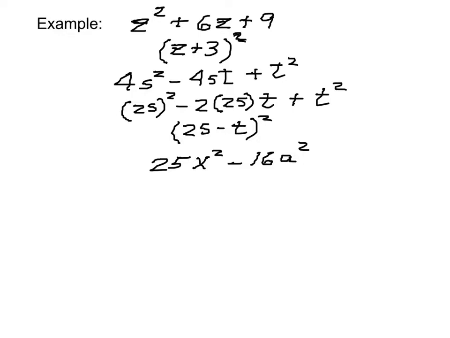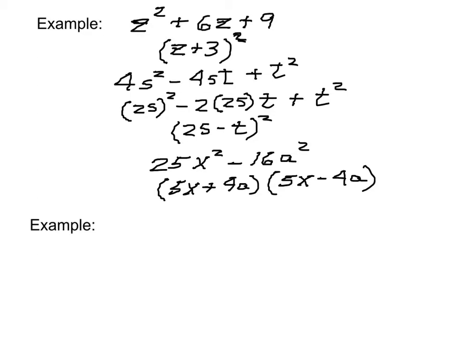So this is simply difference of squares, and if you were to factor it, it would be 5x plus 4a times 5x minus 4a. Difference of squares. All right, now sometimes we might need to use more than one method to factor a given polynomial. So let's look at another example here.